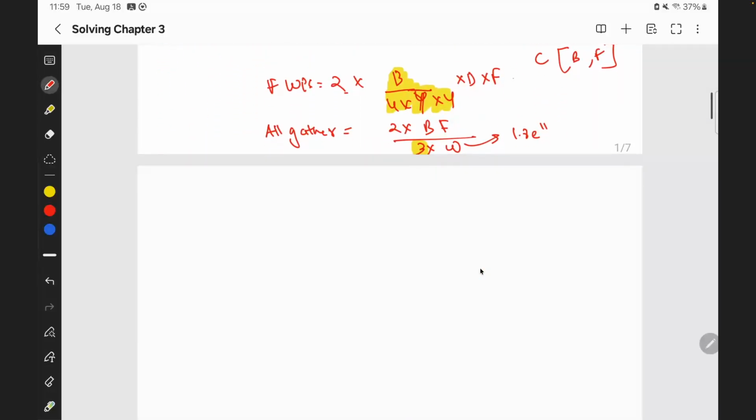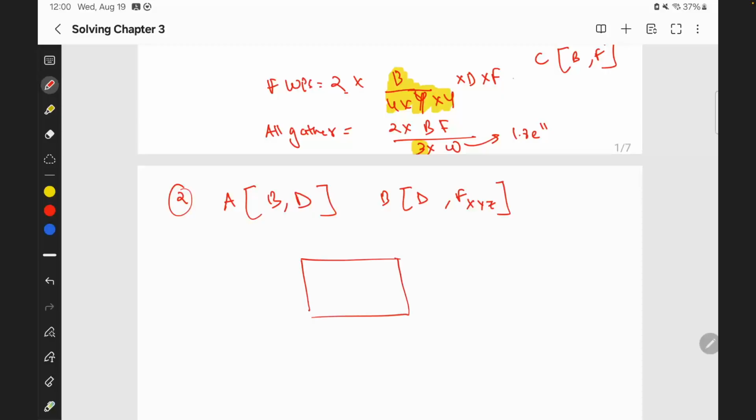Coming to the second case, where the second case is A, B comma D, and so let me just write. And here this one is sharded, X, Y, Z. So this F is sharded. Let me just write it better, X, Y, Z. So this one is sharded. So we'll do our mesh again.